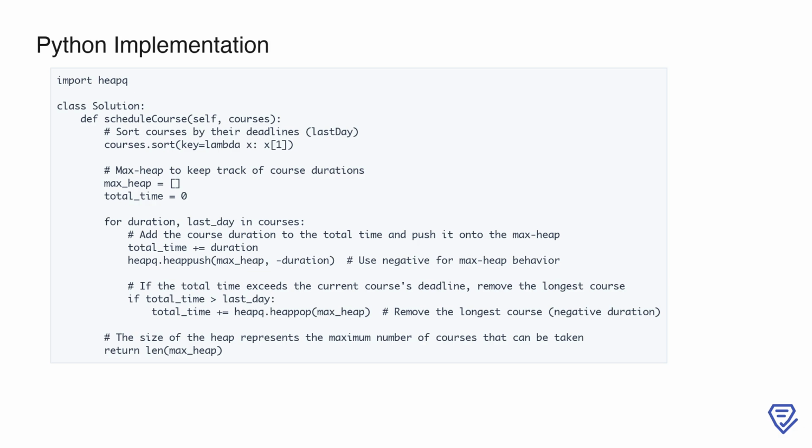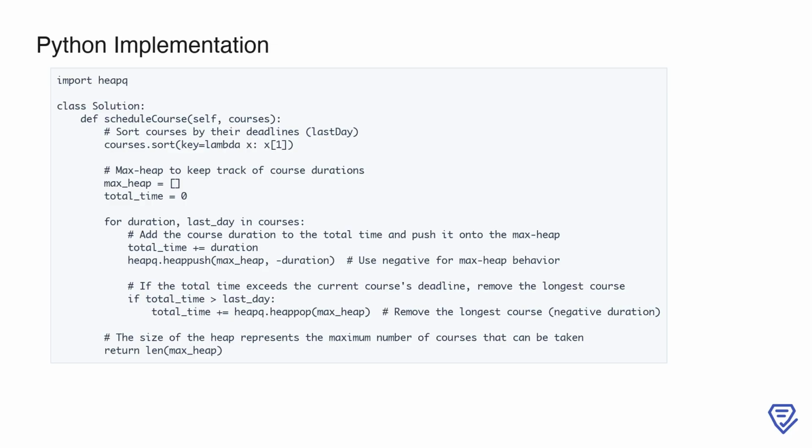4. Returning the result. At the end of the iteration, the size of the heap gives us the maximum number of courses that can be taken without exceeding any deadlines. This is because the heap only contains courses that fit within their respective deadlines.